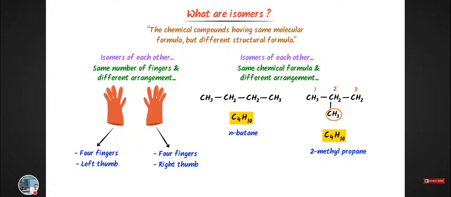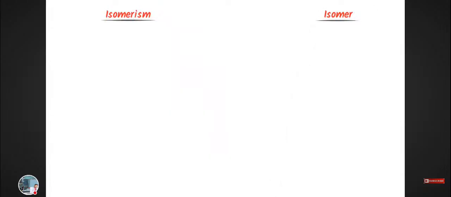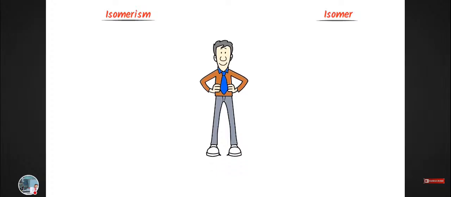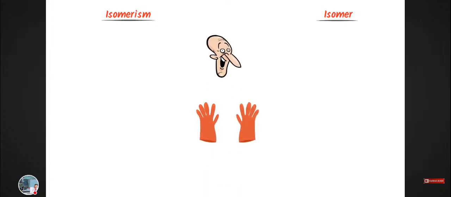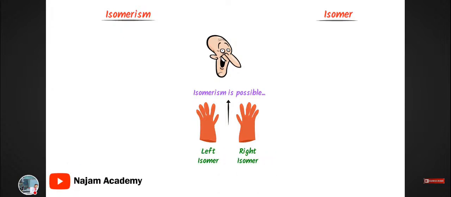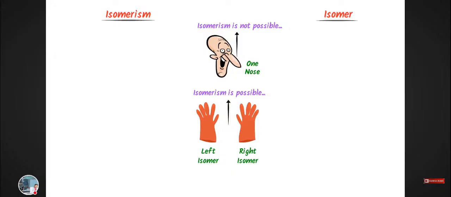Here, let me ask you one of my favorite questions. What is the difference between isomerism and isomers? Well, believe me, many students know its definition, but they do not know its concept. Let's consider hands and a nose. I say isomerism is possible in hands because we have one left hand and one right hand, or one left isomer and one right isomer. Secondly, I say that isomerism is not possible in a nose because we have only one nose. It has no other isomer.